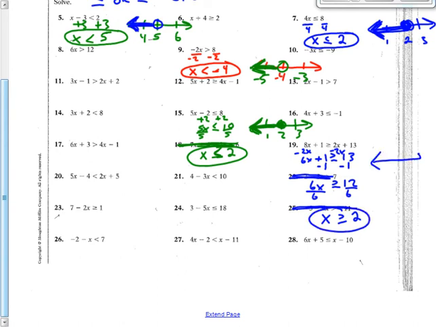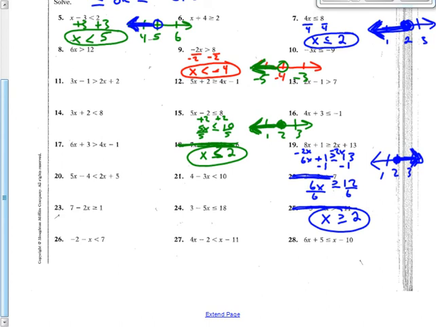So here's my number line. I've got a 2 and a 3 and a 1. Closed circle at 2. X is greater than or equal to. The equal to part is a closed circle. And then I want the numbers that are bigger than 2. That's to the right here.